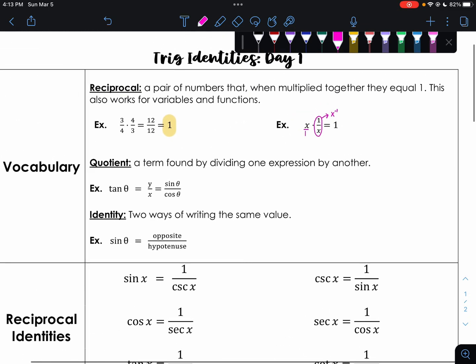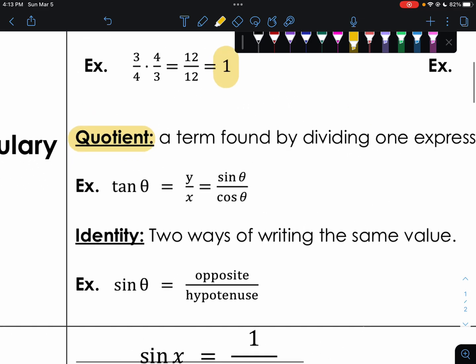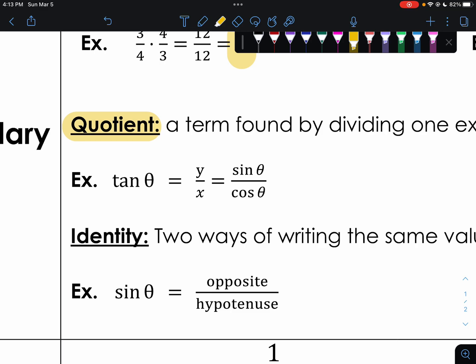Our next vocab word would be quotient, a term found by dividing one expression by another. Okay, so an example of that would be tangent. We know tangent to be y over x or sine over cosine, so that's an example of a quotient.